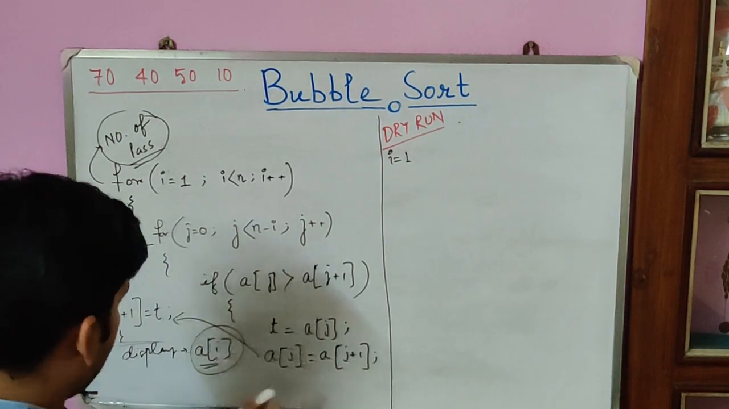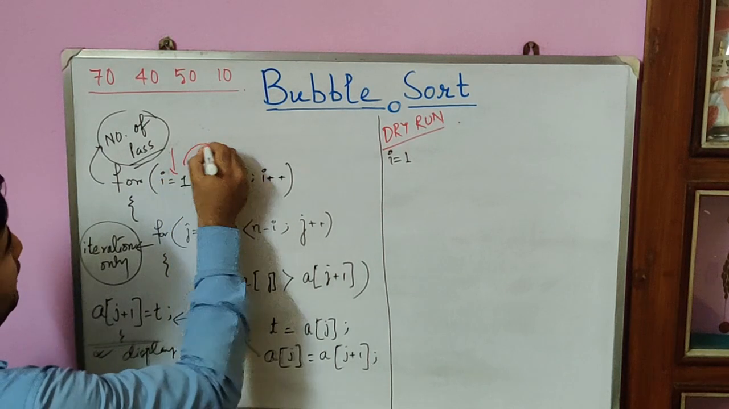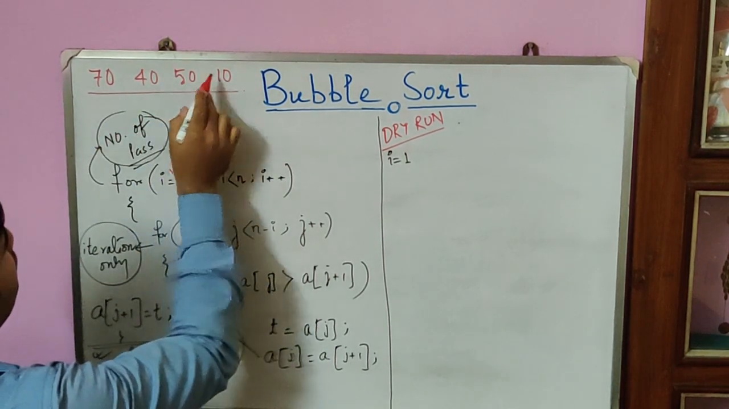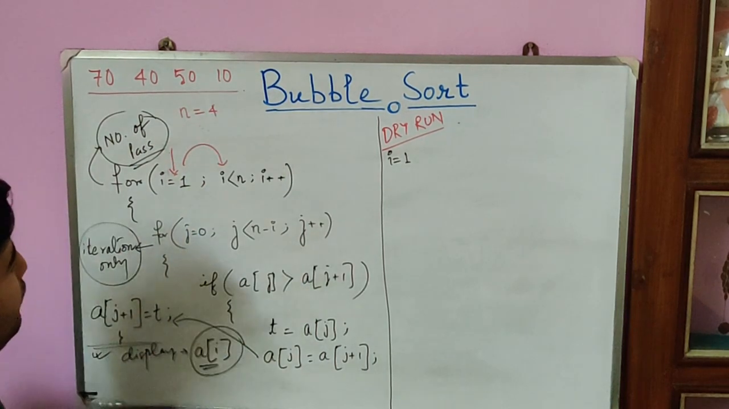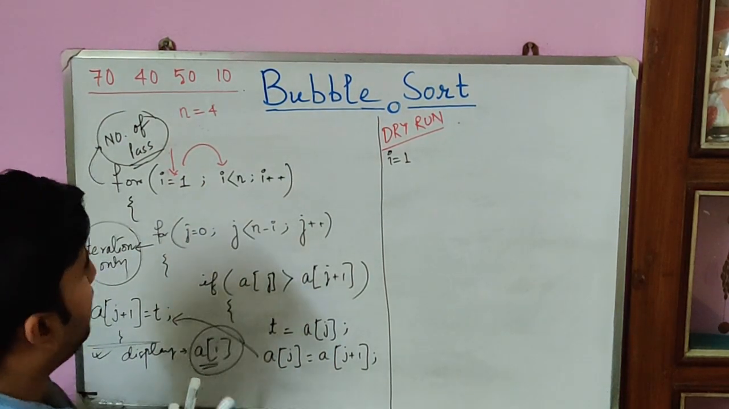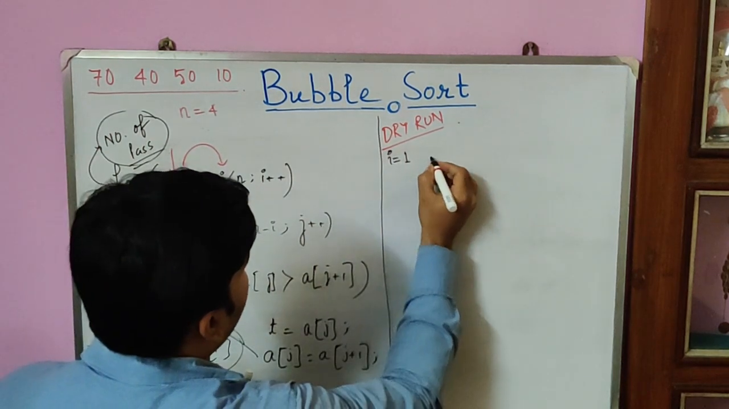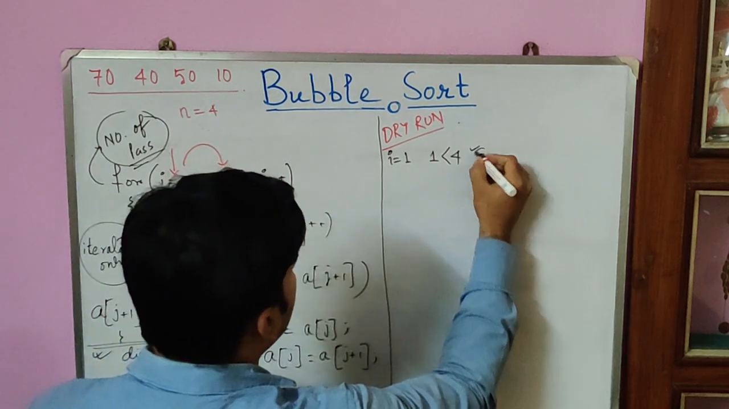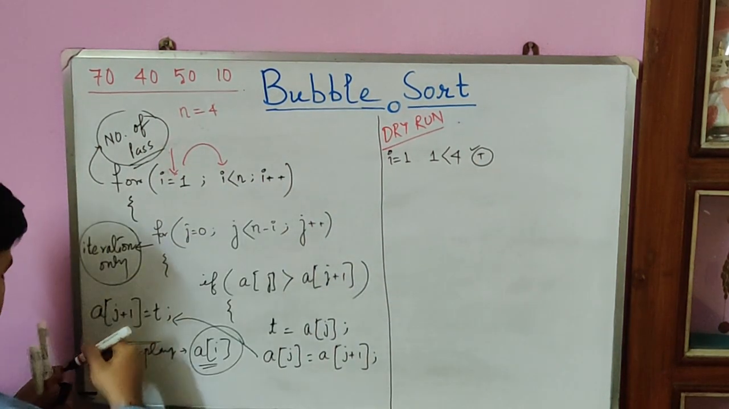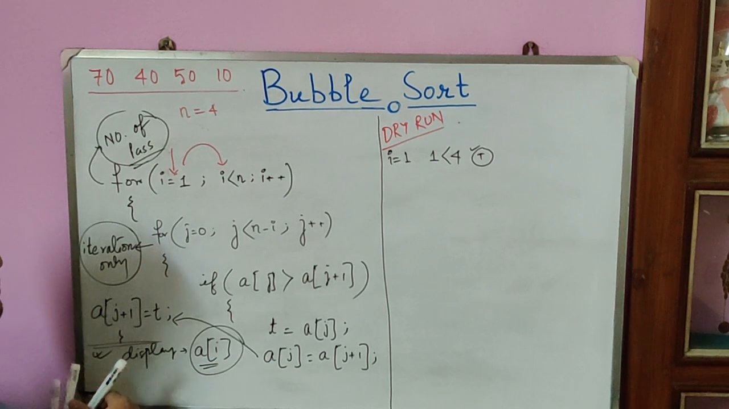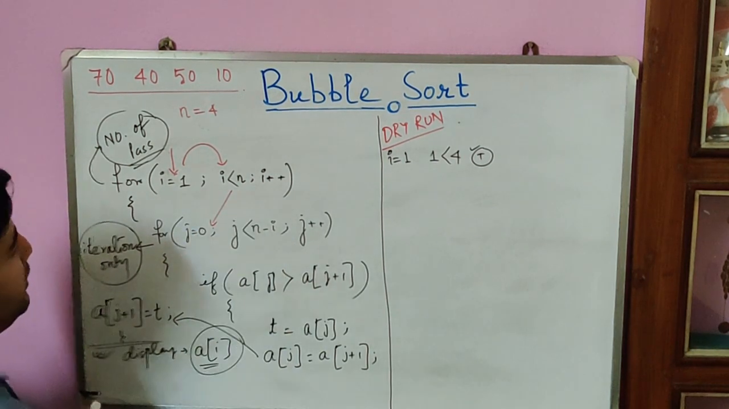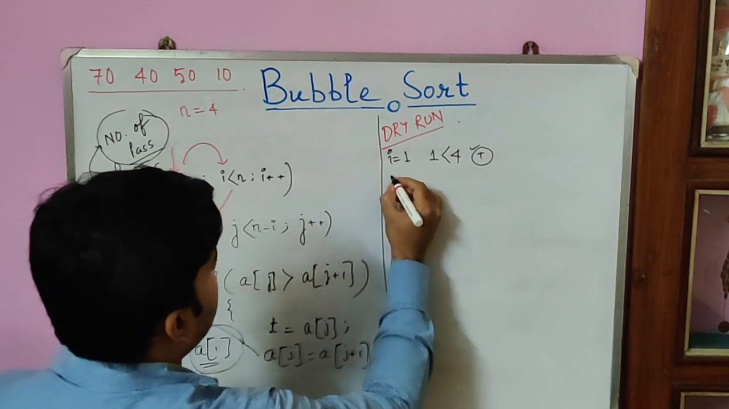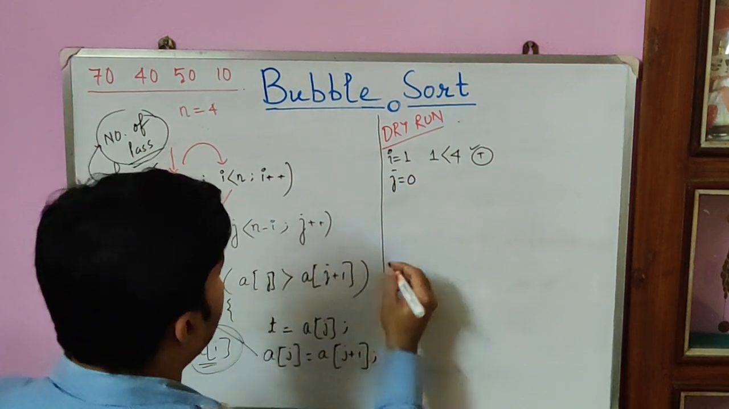So i value is 1 and 1 is less than number of elements. Number of elements means 1, 2, 3, 4. So number of elements are 4. So when i value is 1, 1 is less than 4. That is true? Yes, that is true. If true, it directly comes to here, where j equals to 0. So here I will write j value is 0.